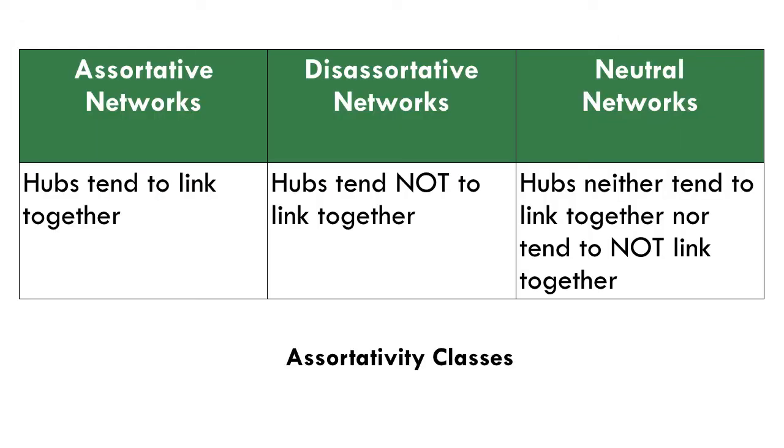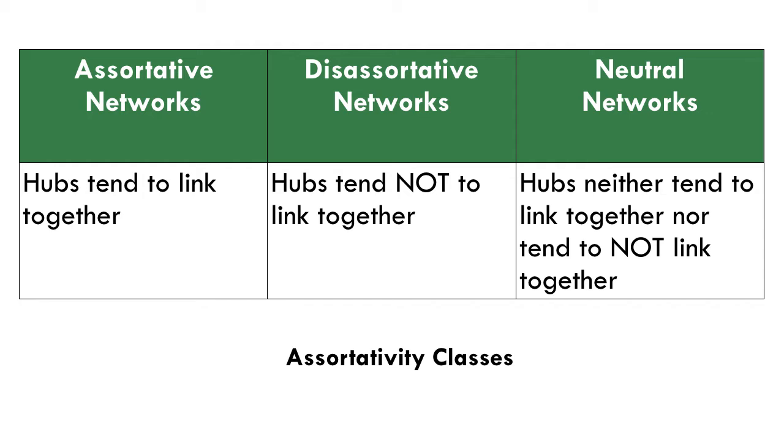So in the last video, we introduced the concept of structural assortativity. This is where nodes tend to form links to each other based on similarities or differences in the structure of their neighborhoods. For example, we talked about assortative networks, where hubs, nodes with very high degrees, tend to link to each other. We also talked about a different class, disassortative networks, where hubs tend not to link together. So again, this would be where nodes with high degrees tend to not form connections to each other.